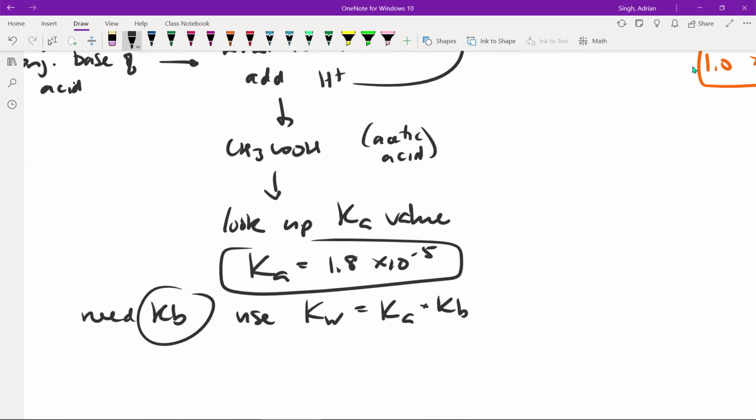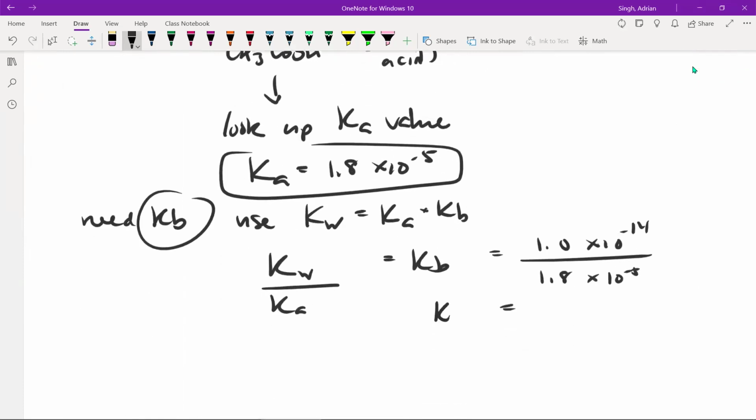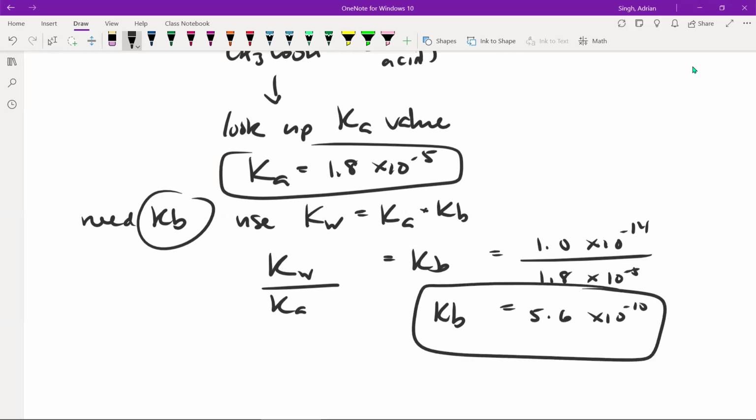So if I need Kb, my Kb value would be equal to Kw divided by Ka. So I'm going to substitute Kw, which we know is 1.0 times 10 to the negative 14. I just looked up my Ka, 1.8 times 10 to the negative 5. Stick that in your calculator, and you will end up with the Kb value of 5.6 times 10 to the negative 10. Okay, so it is that easy to find these Ka or Kb values, but you need to approach the problem in a systematic way.